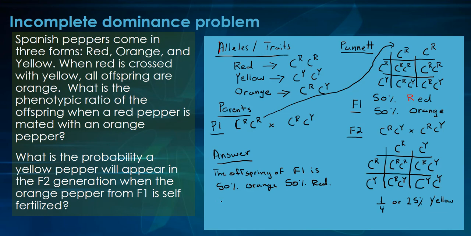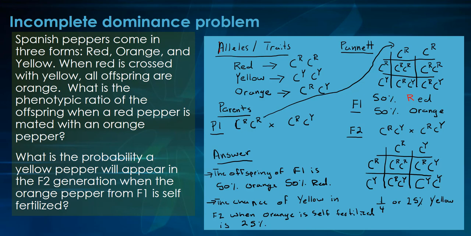And lastly, the chance or probability. Oops, we should use the word chance correctly. Okay, there we go. The chance of yellow in F2 when orange is self-fertilized is 25%. Cool. There we go. Two-part question.